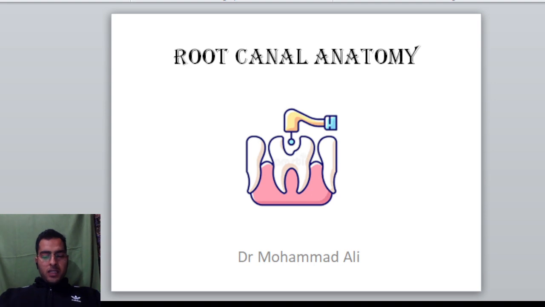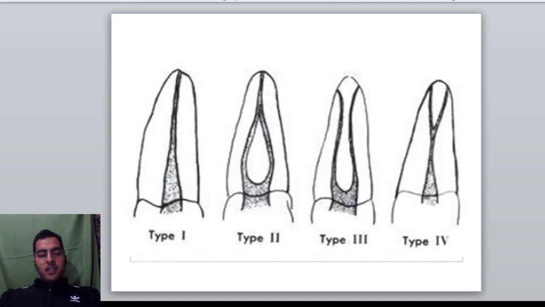So, Weine has classified these types of root canal anatomies into four categories. Type 1 is the simplest category, where there is a pulp chamber and a single canal orifice, and the single canal orifice runs along a single canal and has a single apex at the apex of the tooth.